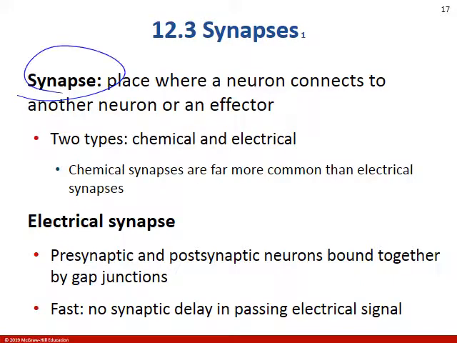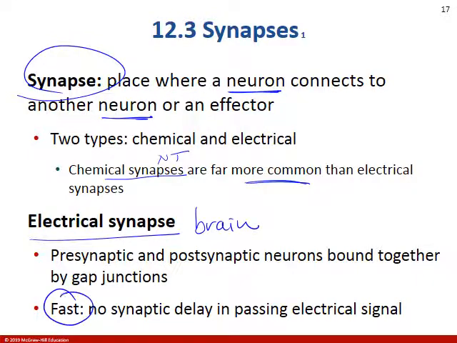Synapse is the term that we use to talk about one neuron communicating with another neuron. Chemical synapse is what we're familiar with, right? Way more common. Chemical synapse is where we release neurotransmitters. Neuron 1 talks to neuron 2 via a neurotransmitter. Electrical synapse, this is mostly in the brain where we need really fast signals. So there's neuron 1 talking to neuron 2, but they're bound together.